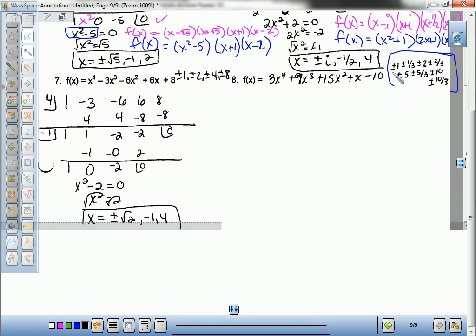It's all the factors of 10 divided by all the factors of 3. So the factors of 10 are 1, 2, 5, and 10. And then the factors of 3 are 1 and 3. So when we divide them by 1, that's where we get the 1, 2, 5, and 10. But then when we divide them by 3 is where we get the 1/3, 2/3, 5/3, and 10/3.